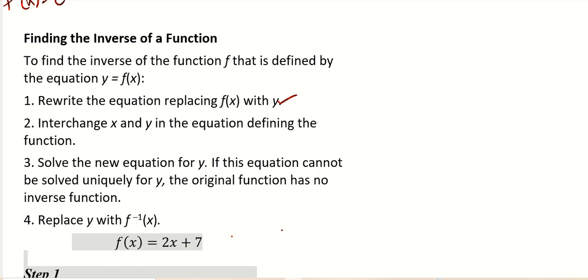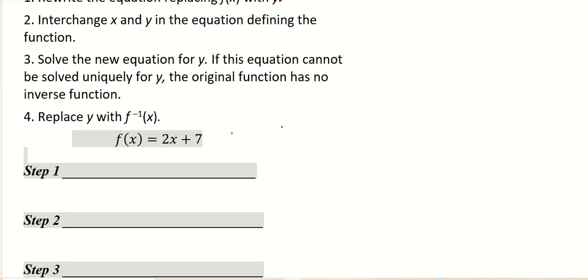All right. And last but not least, we replace y with f inverse of x. So, f of x equals 2x plus 7. The first step is we are going to replace this f of x with y equals 2x plus 7. That's our first step. Our second step will be taking our y and our x and interchanging them. So this will now become x equals 2y plus 7.